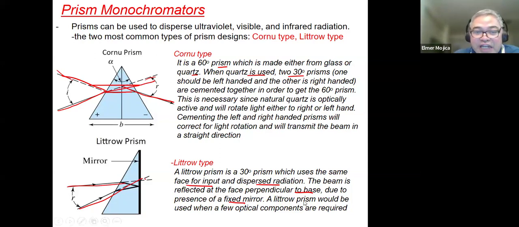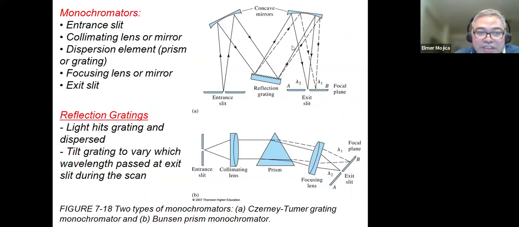Now, if you look at the monochromator, usually this is what you will see: an entrance slit, a collimating lens or mirror, a dispersion element, which can be a prism or grating, focusing lenses or mirrors, and then the exit slit. The one that they use, instead of the prism, is the grating, where we use the reflection grating.